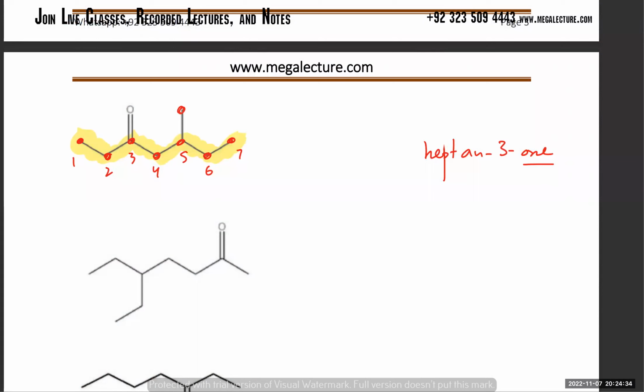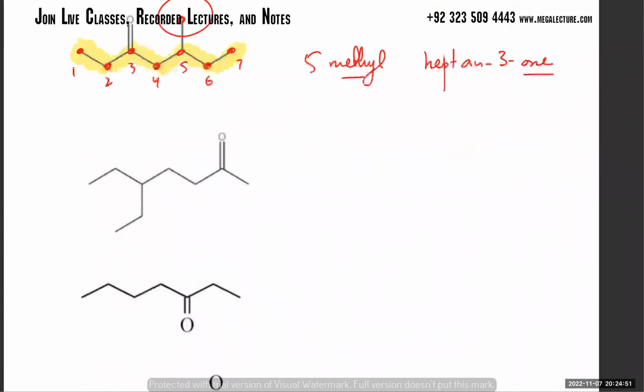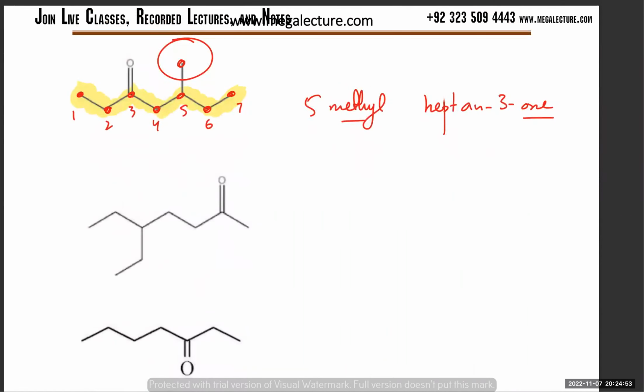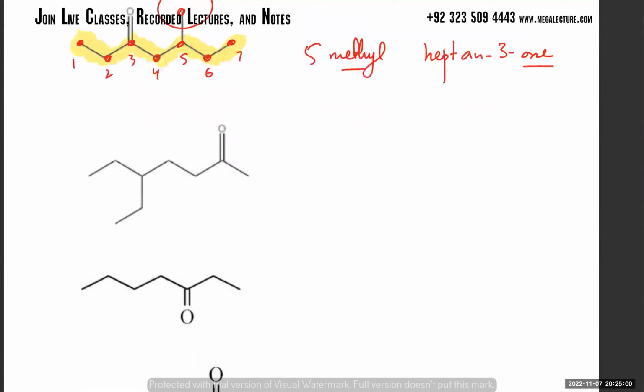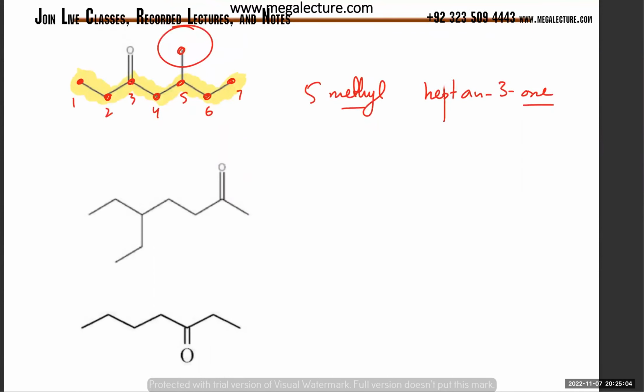ठीक है. हाँ, and there's a branch as well. वो कौन सी है? It's a 1 carbon atom branch. मिथाइल. ठीक है. On the 5th one. 5-methyl. Heptane-3-one. ठीक है. That's heptane-3-one. Next piece. All 3 are ketones actually. ये क्या होगा? What is the name of this one?